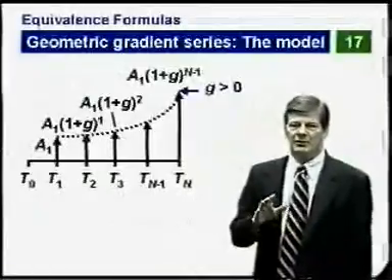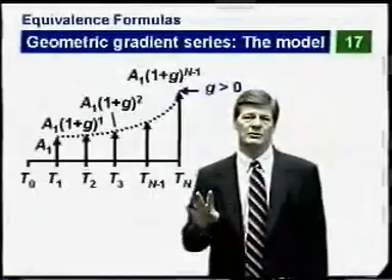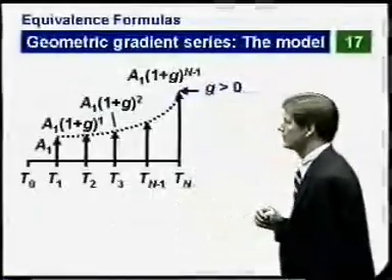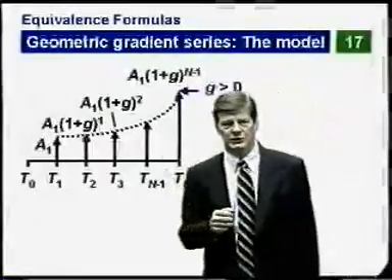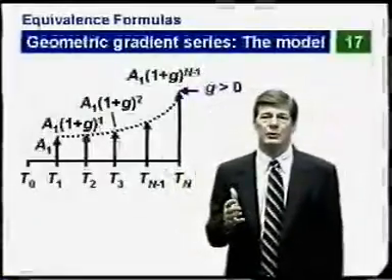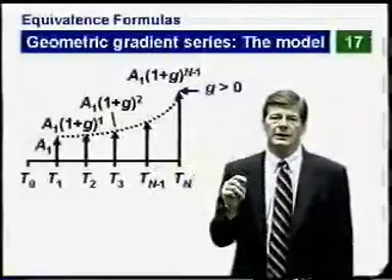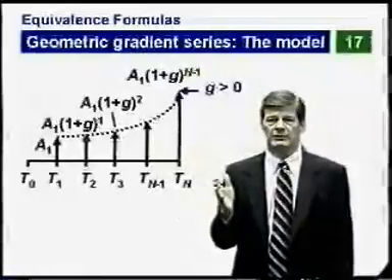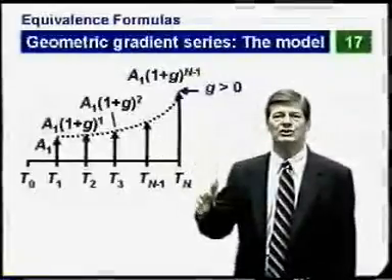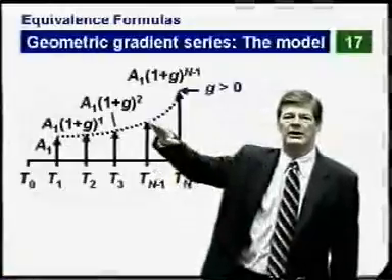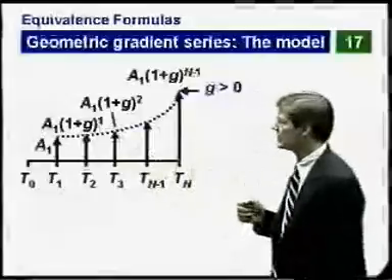Let's talk now about the final of our 4 classic criteria, that is the 4 classic equivalence models that we'll be using. This one's called the geometric gradient series, and it's represented this way. There'll be many situations wherein cash flows will be changing with time in an exponential fashion. Inflation is a very good example. Inflation is a geometric phenomenon. That is, it increases as a percentage each year. It's not increasing in a linear fashion, but in an exponential fashion. And I would represent it this way.